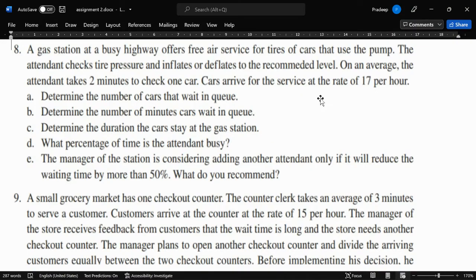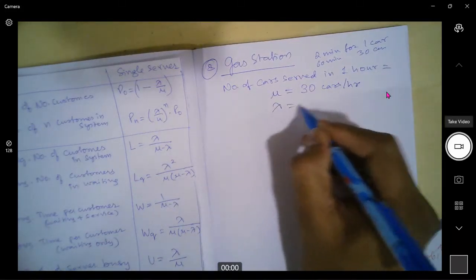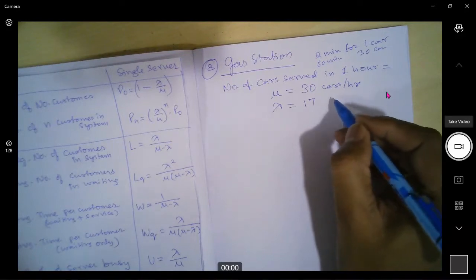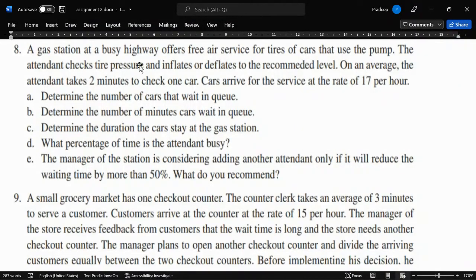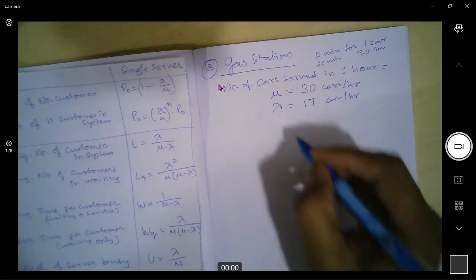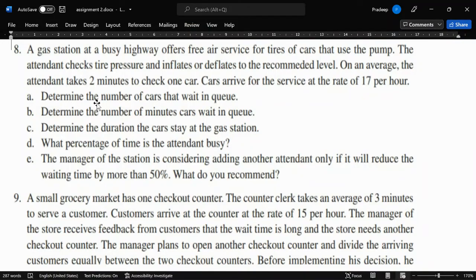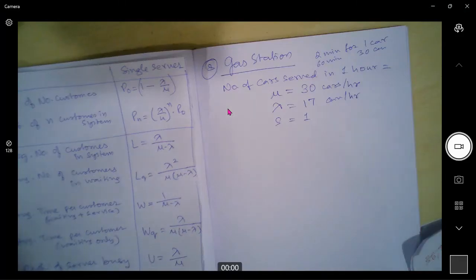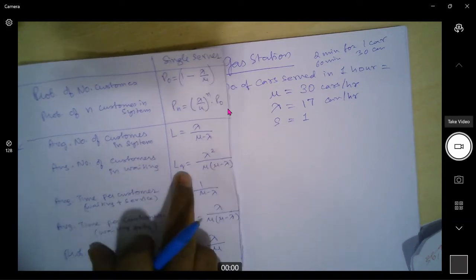Now, what is the other one? Cars arrive at the rate of 17 per hour. Okay, so lambda is 17 cars per hour. Then they're talking about only a single attendant, so S equal to 1. Determine the number of cars that wait in the queue. So the number of cars that wait in the queue means the number of customers waiting, Lq.